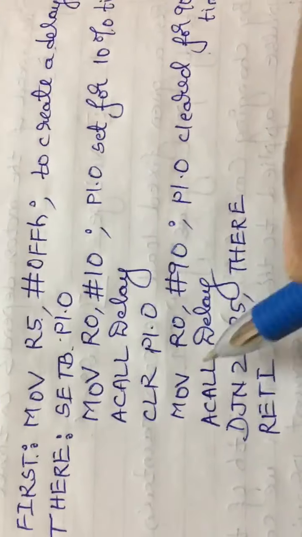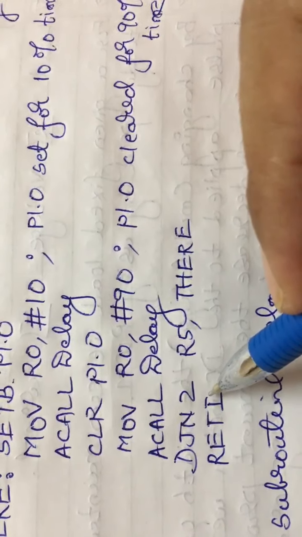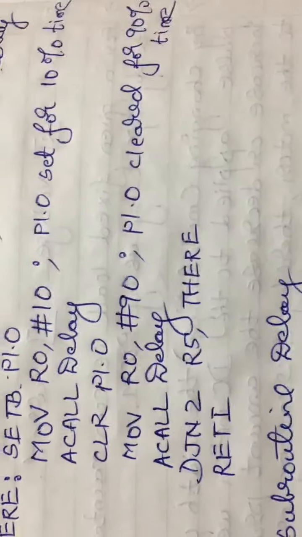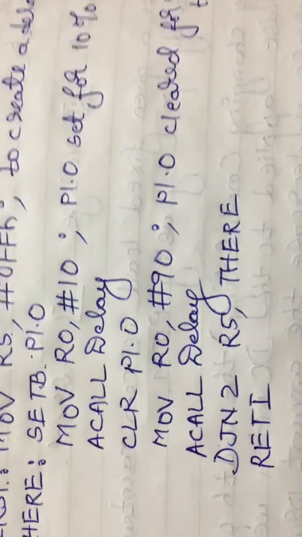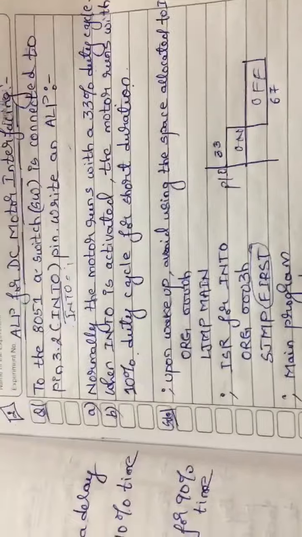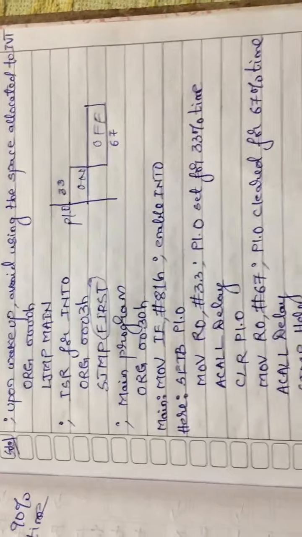So this process will be continued, RETI, until the INT pin becomes equal to 0. Sorry, until the INT pin becomes equal to 1, until the INT pin becomes deactivated, right? So you just go through this program. It is a very simple program to write in order to rotate the DC motor, right?